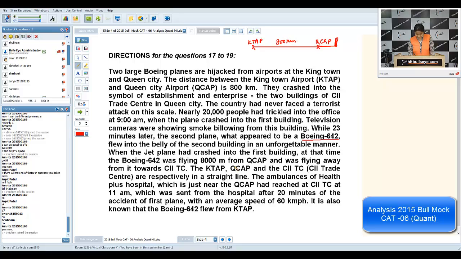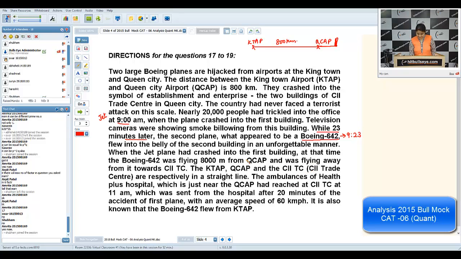Now it says nearly 20,000 people had trickled into the office at 9 a.m. when the plane crashed into the first building. It means the jet will hit the first building at 9 a.m. While 23 minutes later, the second plane, what appeared to be Boeing 642, flew into the belly of the second building. It means Boeing 642 is hitting the building at 9:23, after 23 minutes.